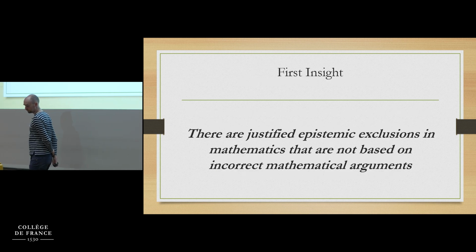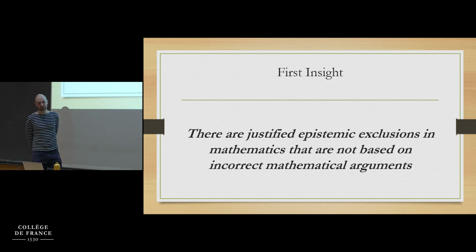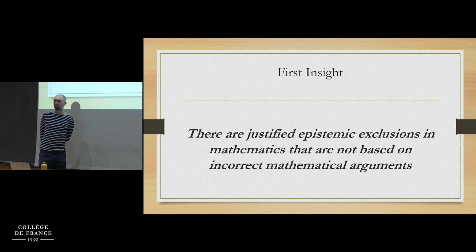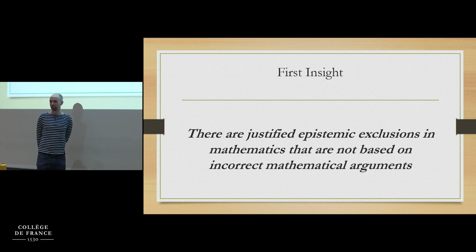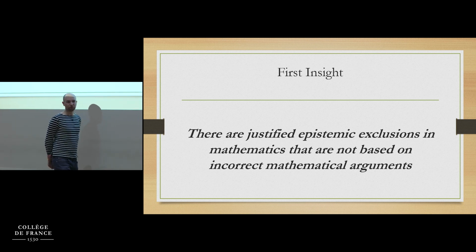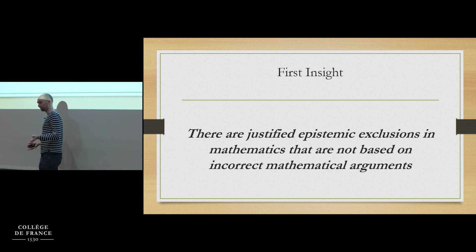Okay, so here's the first insight of this talk then. There are justified epistemic exclusions in mathematics that are not based on incorrect mathematical arguments. So when we're thinking cranks, I've been arguing that it's justified not to read their stuff because it looks so weird and we have to manage our time, so we're justified at not reading certain pieces of mathematics. But this is not based on them being incorrect. This is just based on them looking funny. But there's some justification to this.